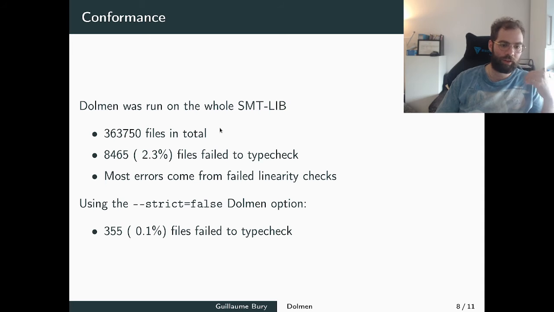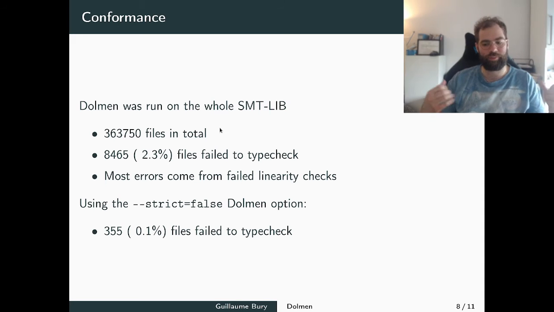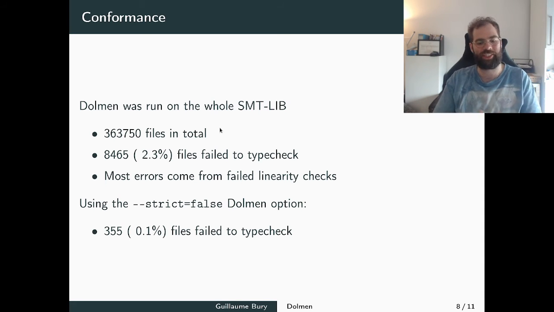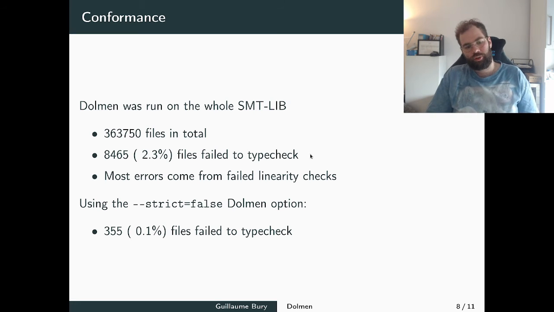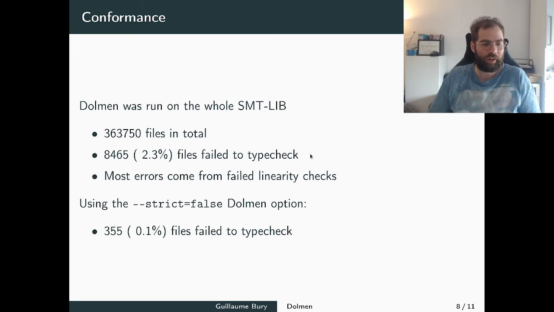If you run Dolmen with strict mode, trying to check strict conformance with the standard, there are quite a lot of files that fail to type check. About 2% of files, so 8,465 files. And if you look a bit closer at the error on those files, mostly it's linearity checks that have failed. And that's reasonable.